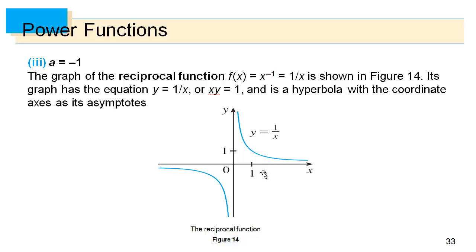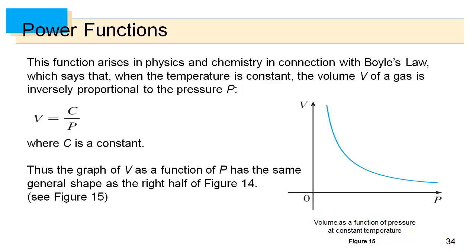How about if we actually have the power of just negative 1? So then we get just 1 over x. Then we get this kind of special hyperbola. Here's an example of something that is hyperbolic in nature. Boyle's law: when the temperature is constant, the volume V of a gas is inversely proportional to the pressure P, and you can see C is a constant. The constant is based on the type of gas you're dealing with.